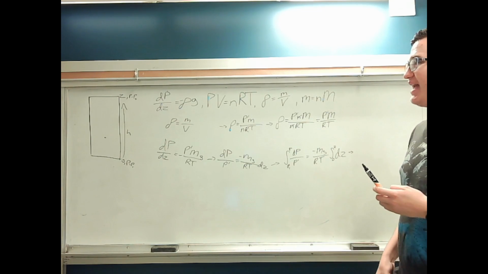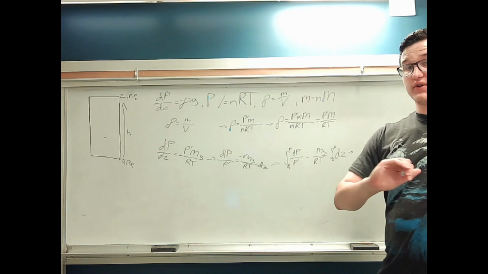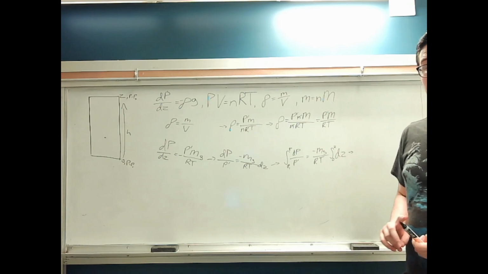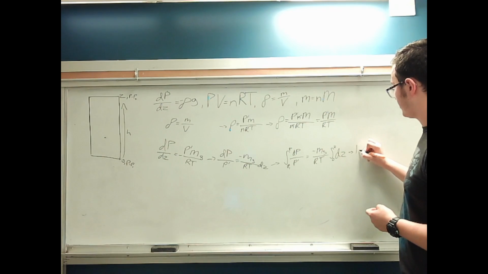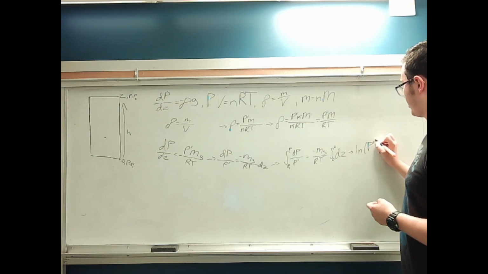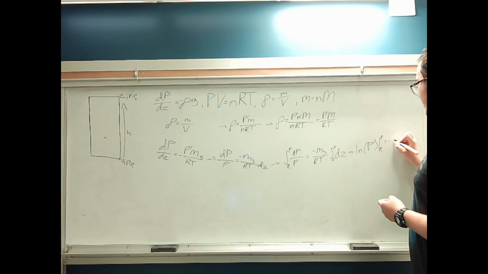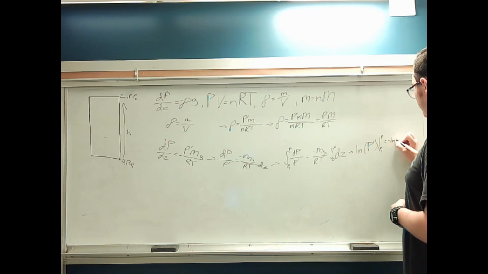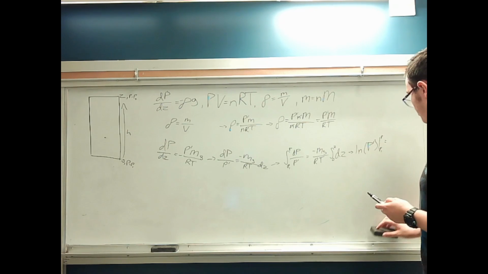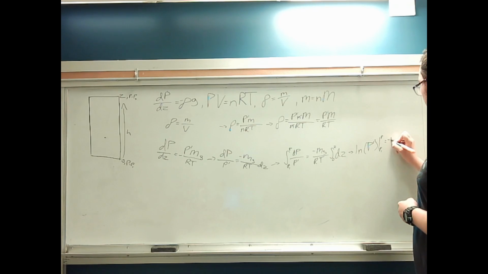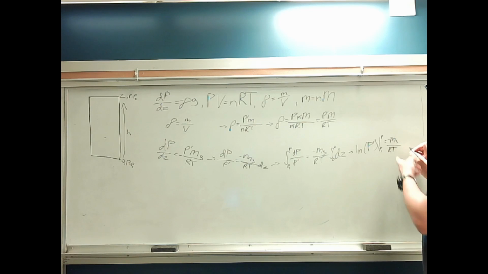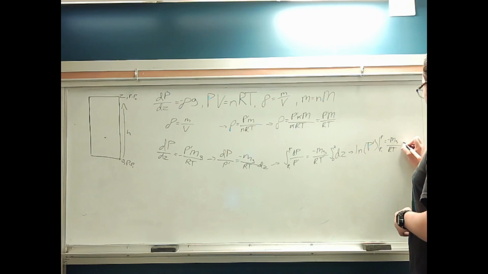This goes to the integral, or the antiderivative, of 1 over x, which is natural log of x. So we get natural log of pressure from P1 to P is equal to negative molecular weight over ideal gas constant temperature times z from 0 to z prime.